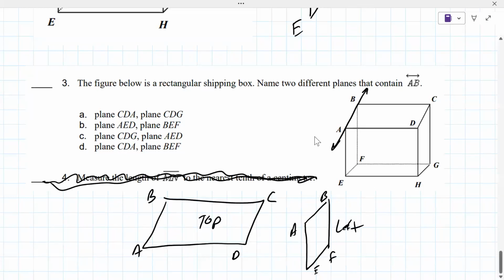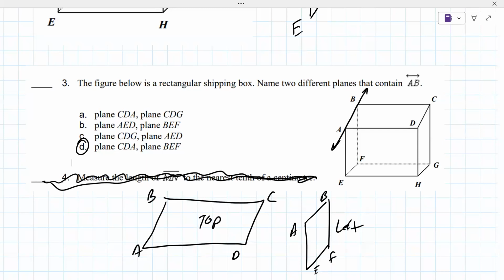So the answer has to contain, if it's referring to this top plane, three of the four letters. If it's the left plane, it's going to have three of the four letters. So which of these answers refers to the top and the left? C, D, A, B, E, F. Okay, so which one is that? D. Which answer is that? D. Yeah. Okay, good.